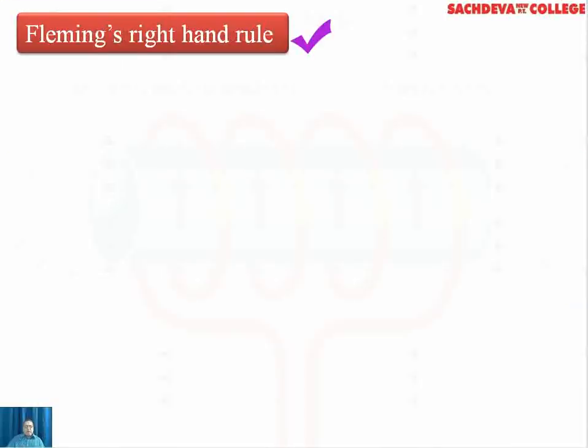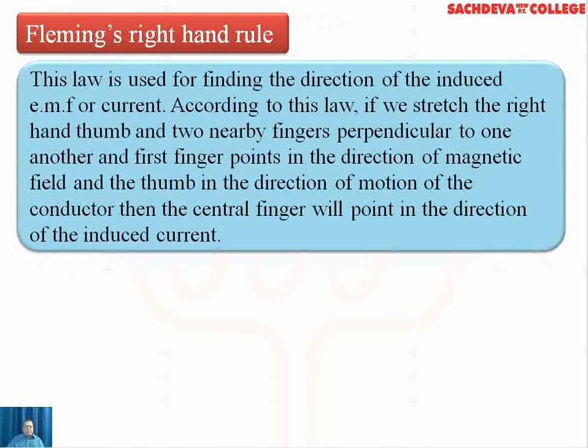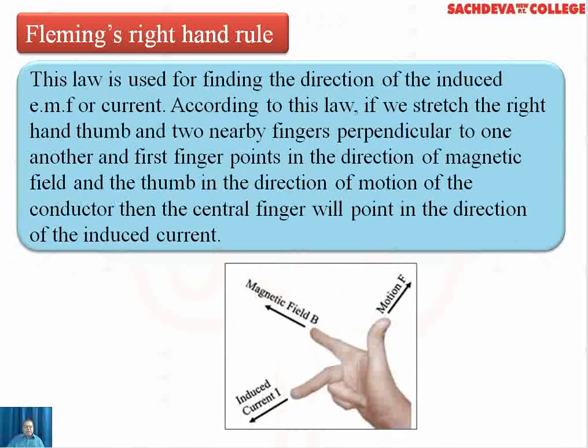Now we come towards Fleming's right-hand rule. As we have discussed earlier also, Fleming's right-hand rule indicates that if we stretch the forefinger, the central finger and the thumb at right angles to each other, then the magnetic field is indicated by the forefinger, the induced current will be indicated by the central finger, and the motion of the conductor by the thumb. So this law is used for finding the direction of induced EMF or current.